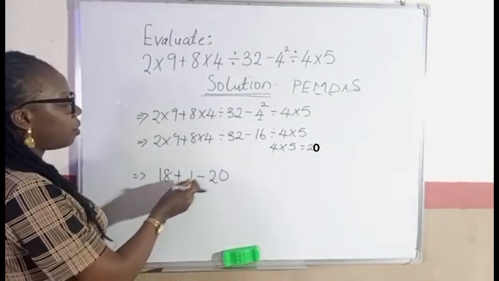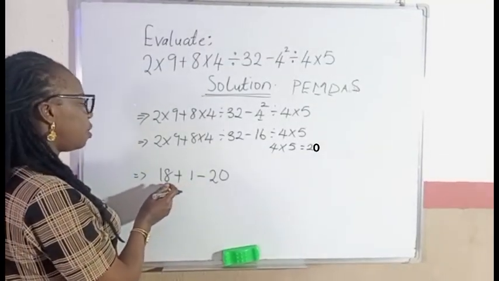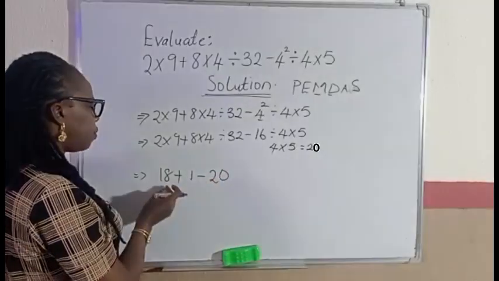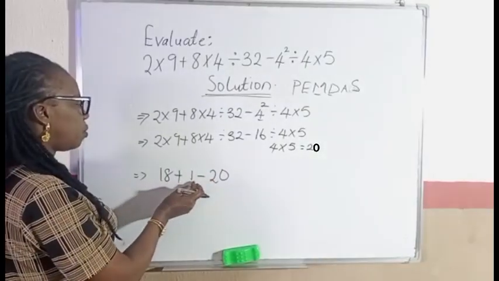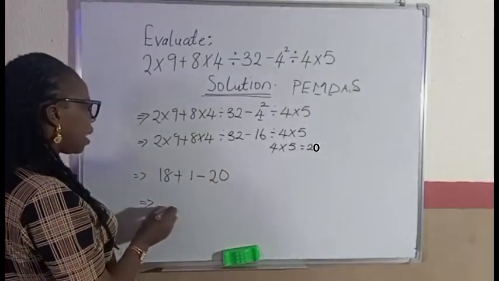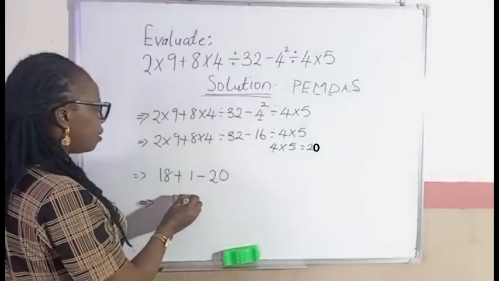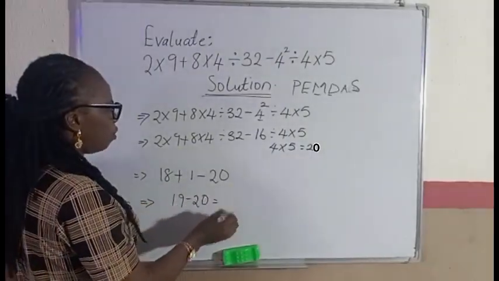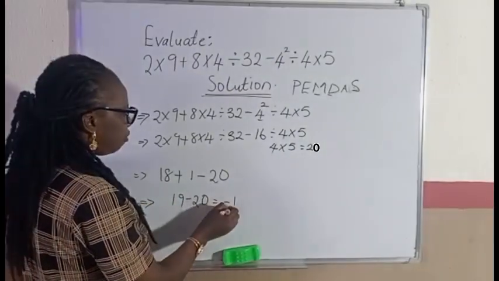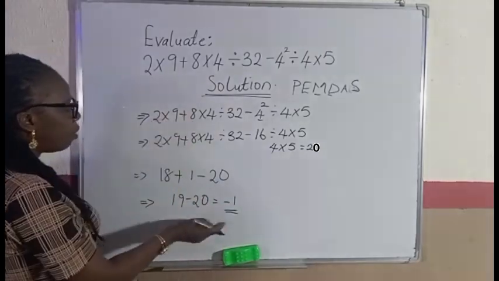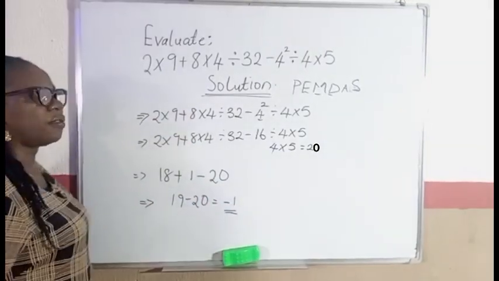Then addition and subtraction have the same priority. Move from left to right. So 18 plus 1 gives us 19. And 19 minus 20, we have negative 1. The whole expression gives us negative 1.